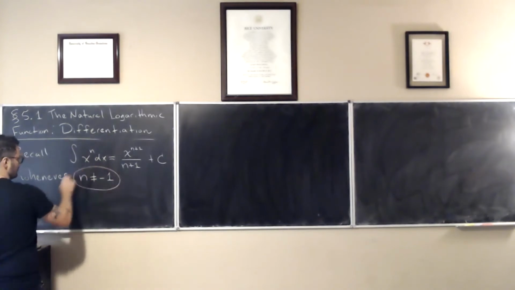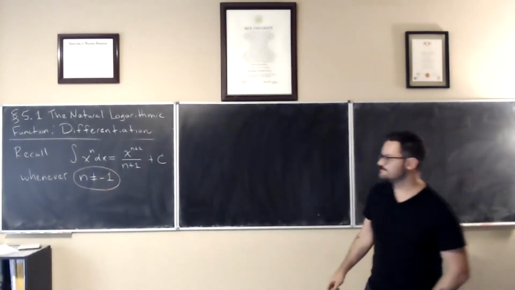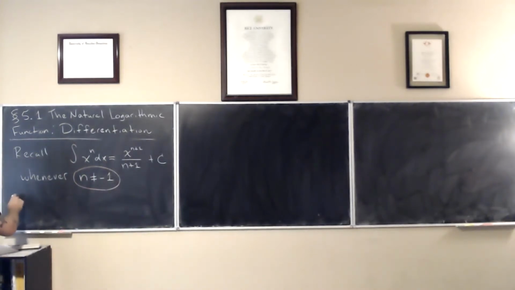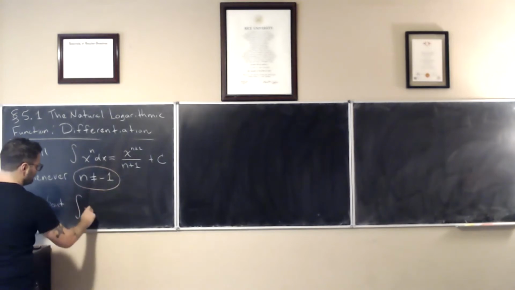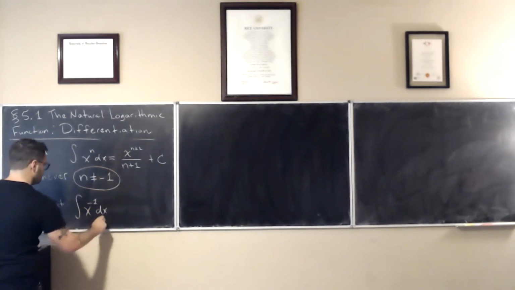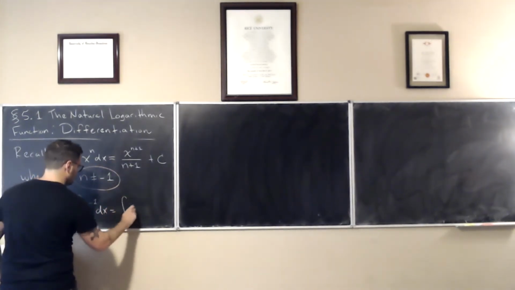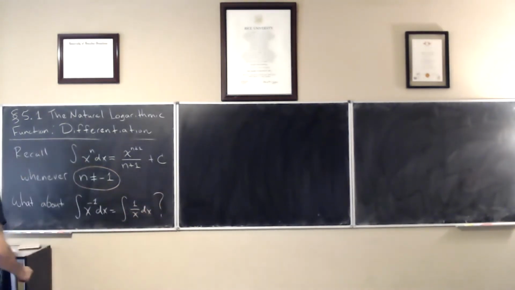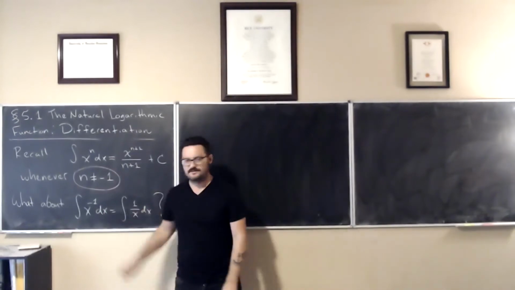Now this right there should be of concern, right? Because when n is -1, what would that look like? What about the indefinite integral of x to the power -1, which is the same thing as 1 over x? So this general power rule applies in every case except for this.